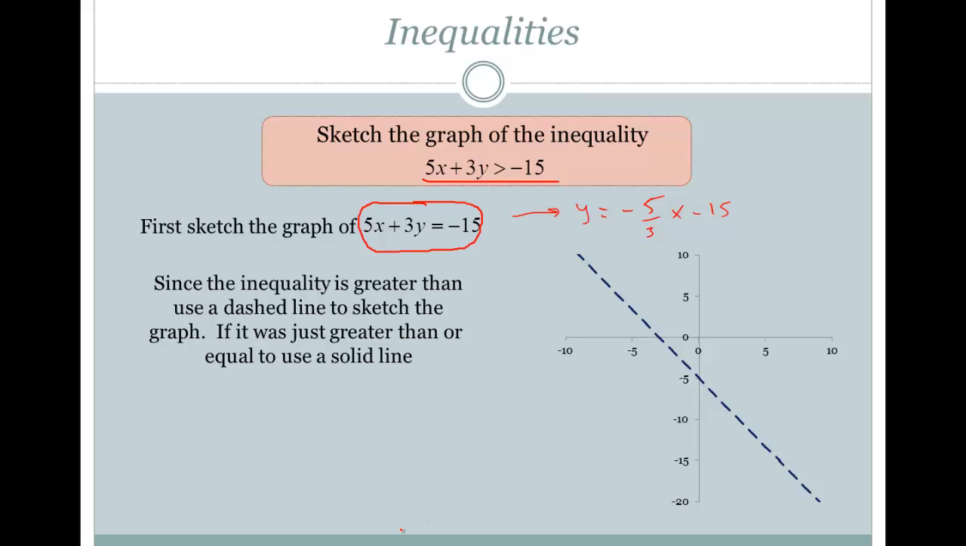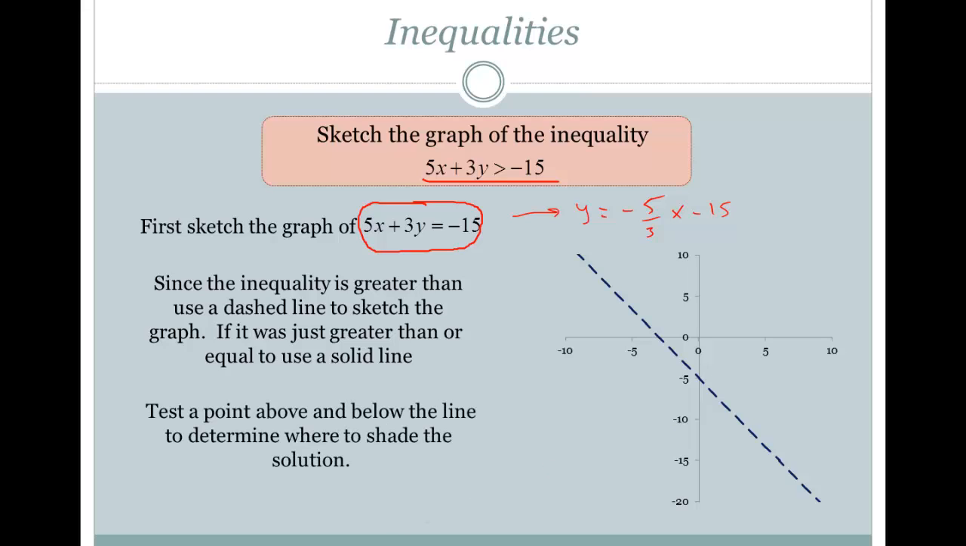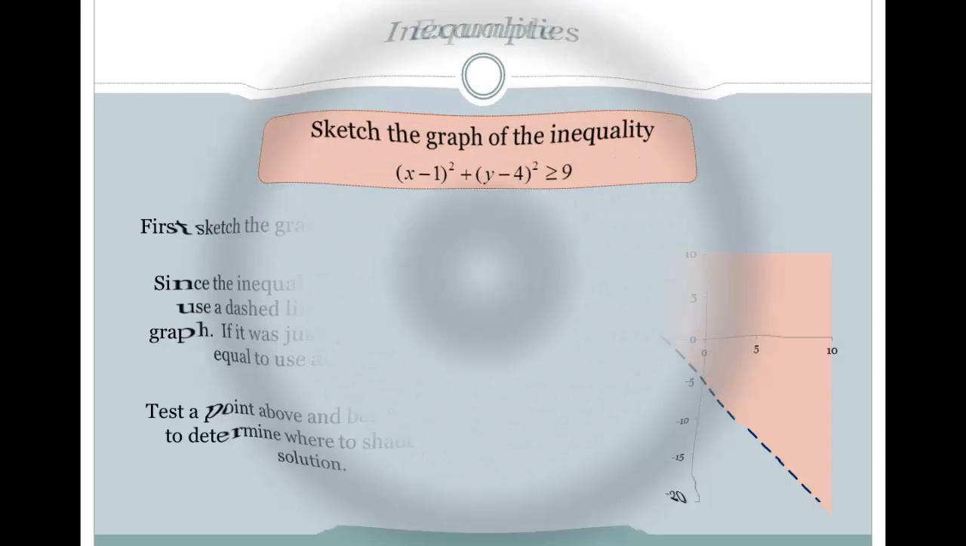I only need to do one test point. So we should see that we're going to shade above that line, like that. All points above this line are going to satisfy this inequality. All right, that's a pretty straightforward one.